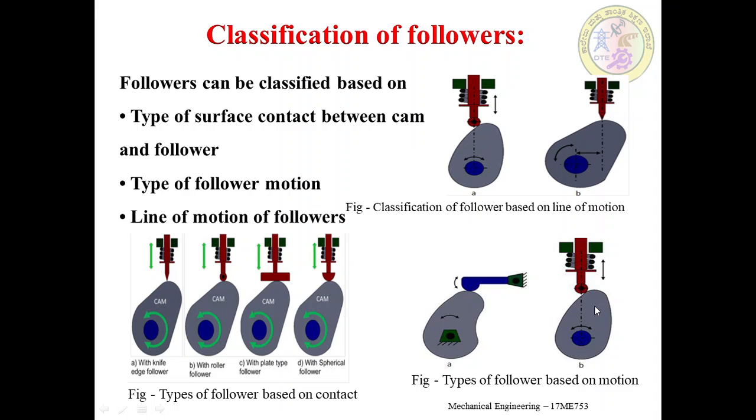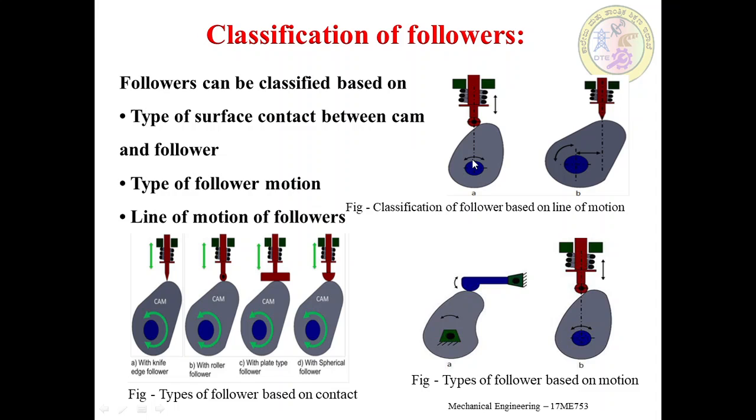The follower reciprocates in the guide as the cam rotates uniformly, as shown in the sketch. And then, classification of follower based on line of motion. Again, it's classified into two types. The first one is radial, another one is offset follower.